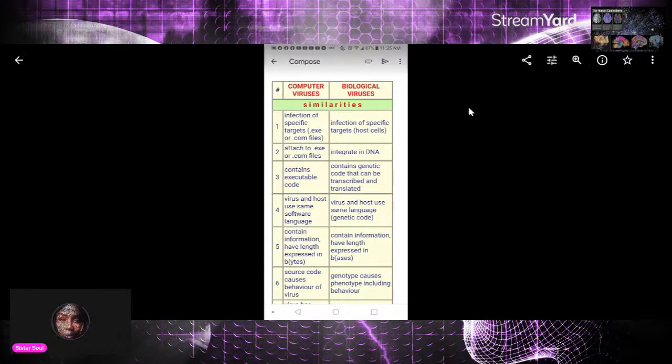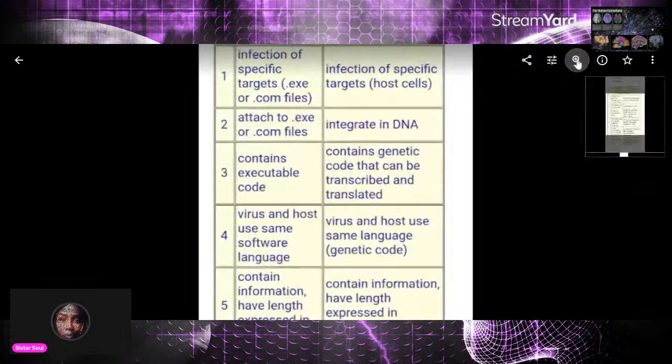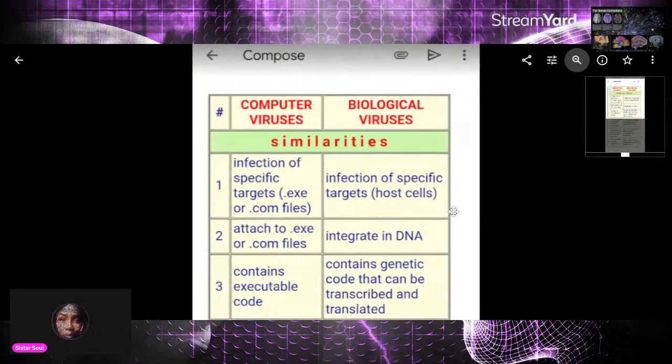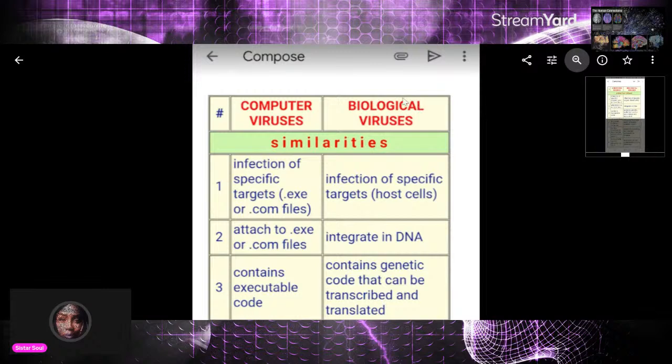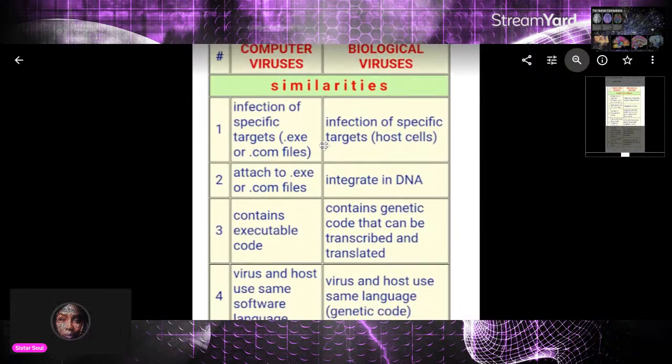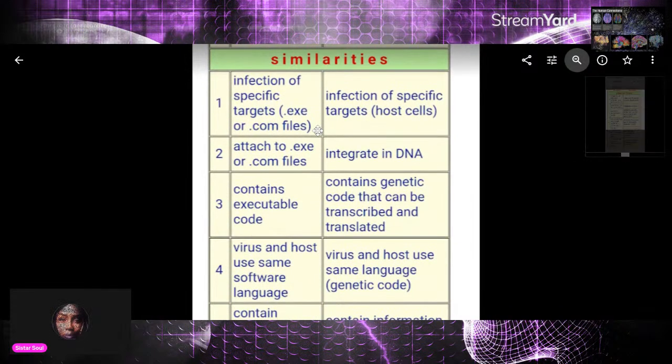Okay, so let's go. I want you to understand something. I'm going to show you something here. You are just like a computer, when it comes to a computer virus and a biological virus. Let's look at the difference. Biological viruses are viruses that pertain to you, and these are computer viruses. Let's look at the differences or the similarities.